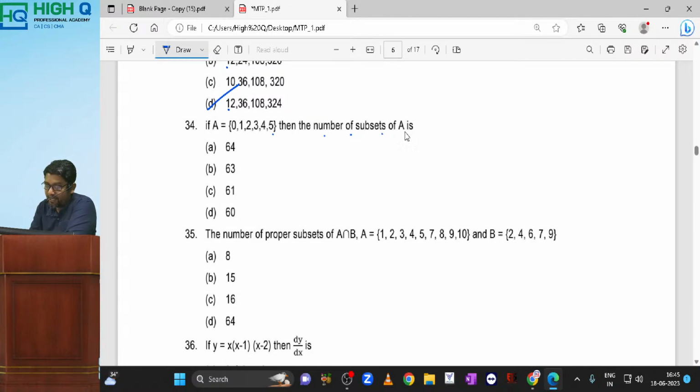Now 0, 1, 2, 3, 4, 5. Then the number of subsets of A is. I think you know how many elements are there? 6 elements are there. 2 power 6. Number of subsets. What is the formula, my dear? 2 power 6. What is it? Option A.